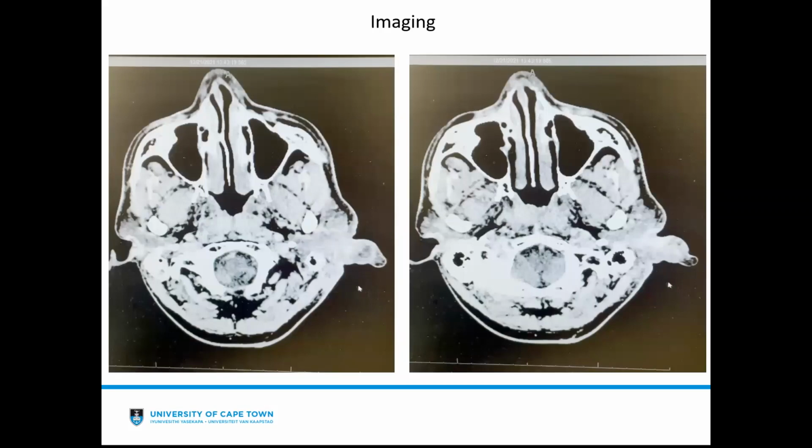The EC decided to do imaging because they were concerned about a mastoiditis, and these are axial views, and you can see that there's marked soft tissue swelling of the pinna and outer ear, and then there is an obvious collection there.